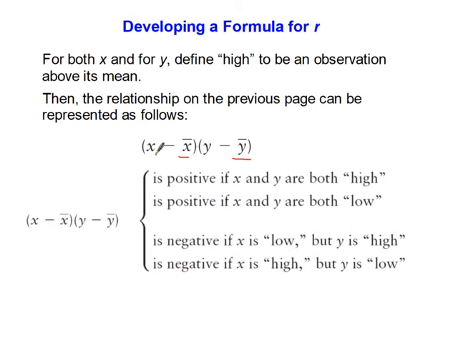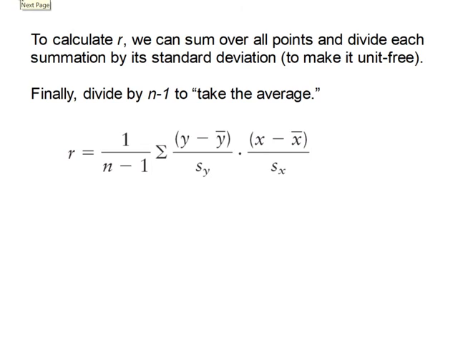If you get a positive x and y, then you're going to have a high value. If you get a negative x and y, you get a low value. Again, if you get a negative paired with a positive, or a low with a high, you get a negative number. If you get a high with a low, you get a negative number. This all goes into developing a formula. What you could do to calculate r would be to sum up all the points, each divided by its standard deviation to make it unit free. Finally, we divide by n minus 1 to take that average.